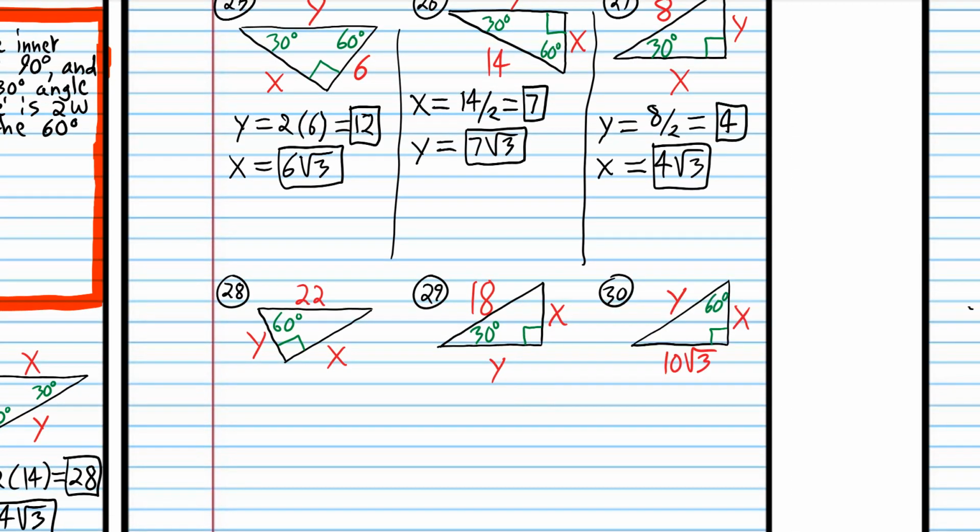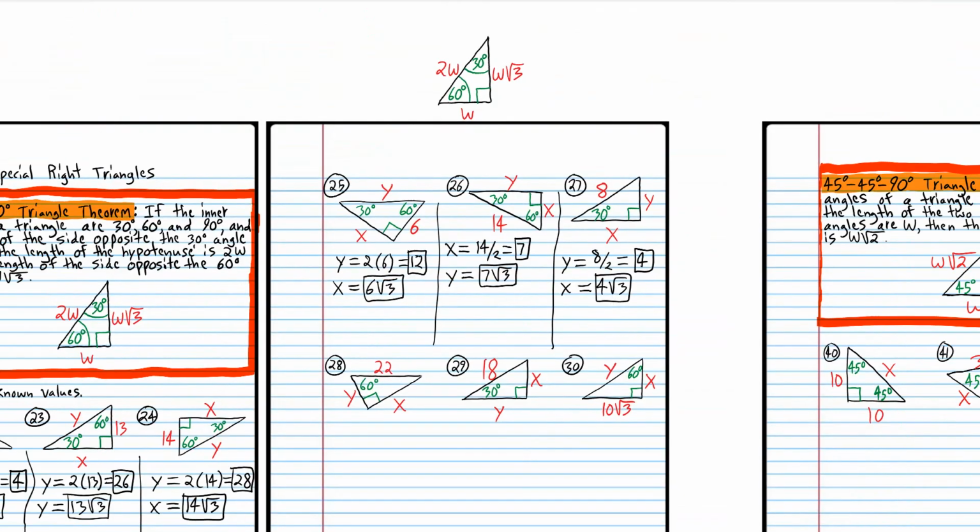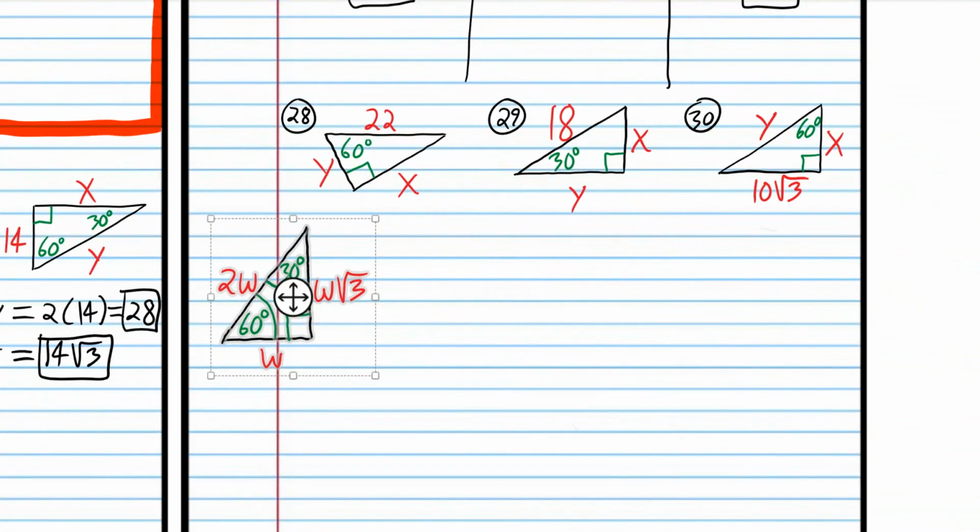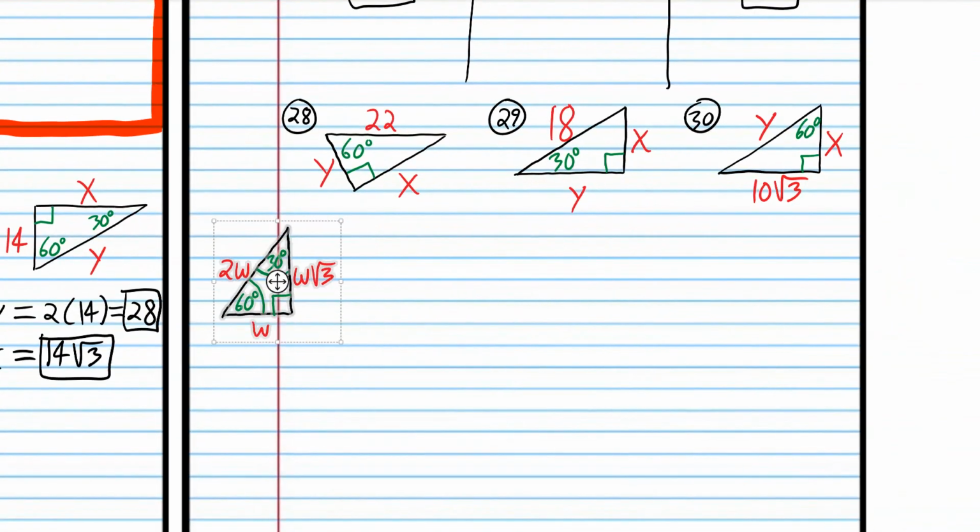So why don't you try number 28. I'm going to bring this picture down so you can use that. Try number 28, and when you come back, we'll do it together. Remember, you're given the hypotenuse. The length of the side opposite 30 is half the hypotenuse, and the length of the side opposite 60 is the length opposite 30 times root 3. And remember, you're not given all the angles, but we know this is 30 degrees. It has to be 30. So this is the side opposite 30. So try number 28, and when you come back, we'll do it together.